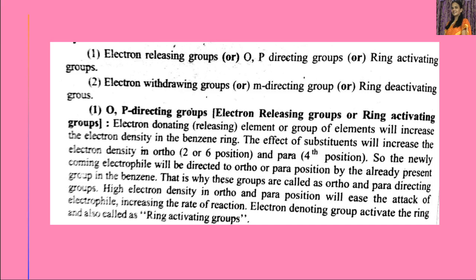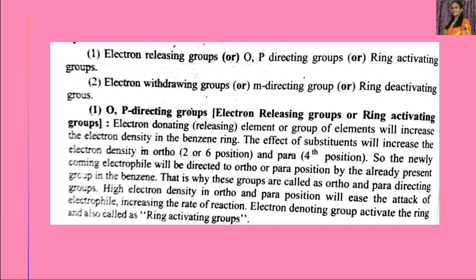In this regard, these groups also increase the ease of attack of the electrophile, and at the same time they increase the rate of the reaction. Therefore, these electron donating groups activate the ring, and they are also called ring activating groups. They donate or release electrons into the benzene ring at ortho and para positions. There the electron density will be increased.